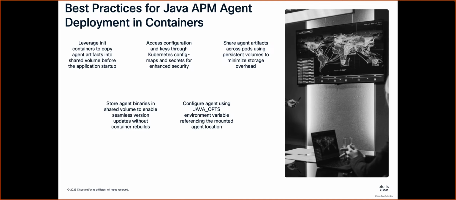And then there's also make sure that you have the access configuration and keys through Kubernetes, and make sure that those config maps and secrets are taken seriously. Secrets are more secure, obviously, than having a config map. But if you do need a config map, that is an option there.